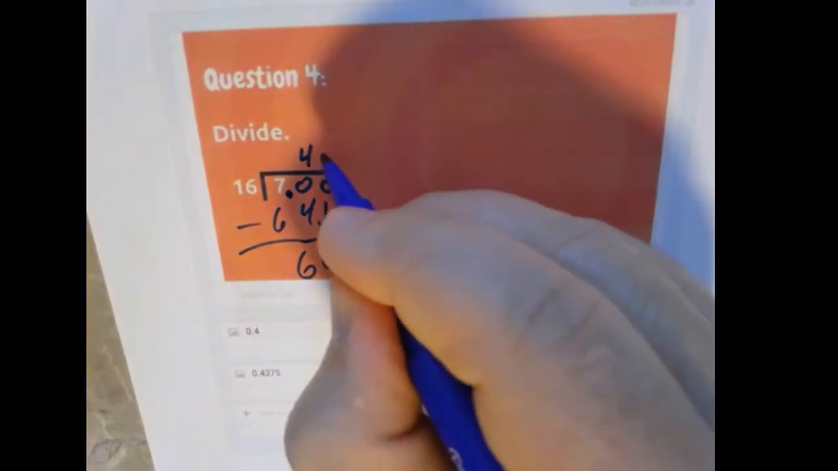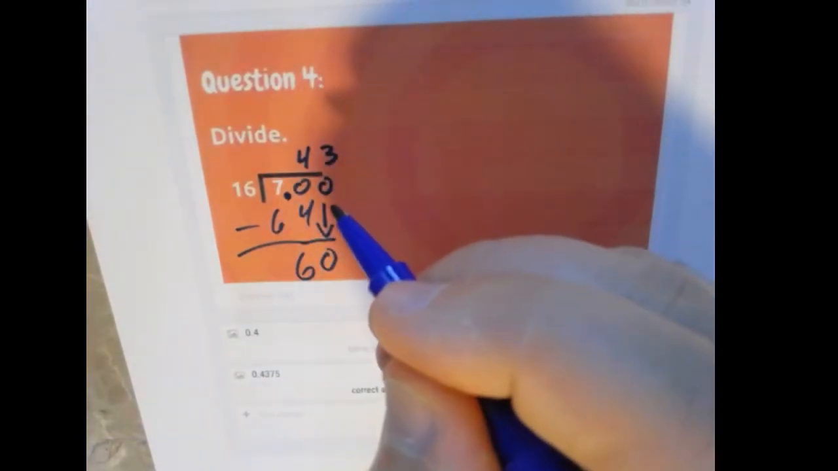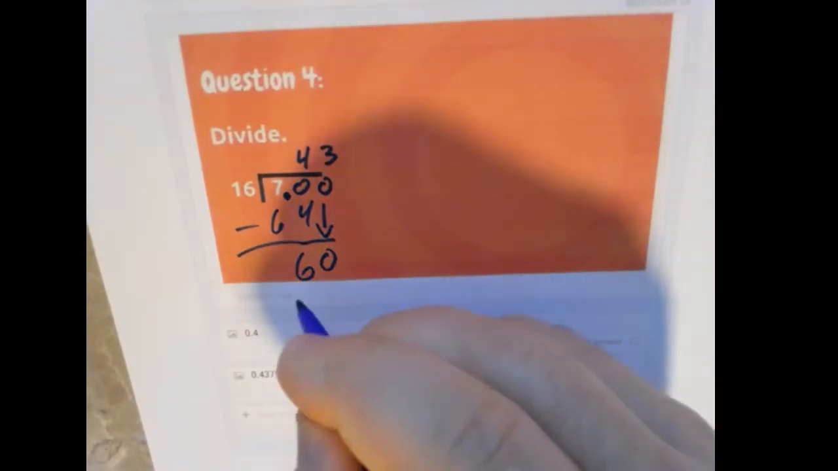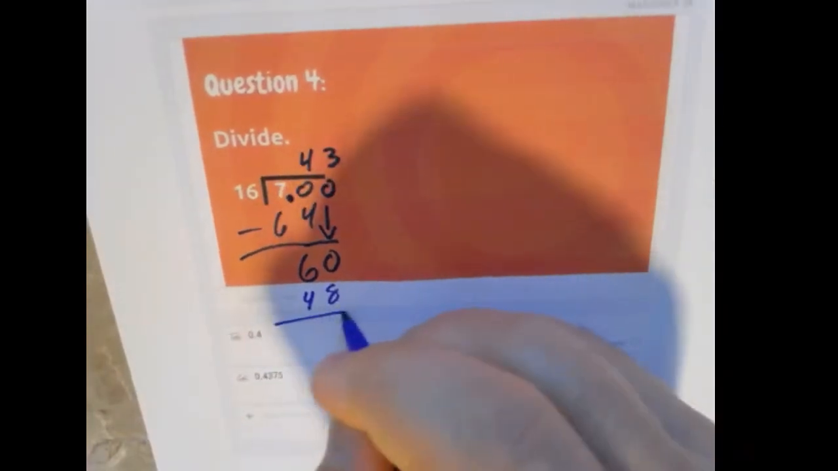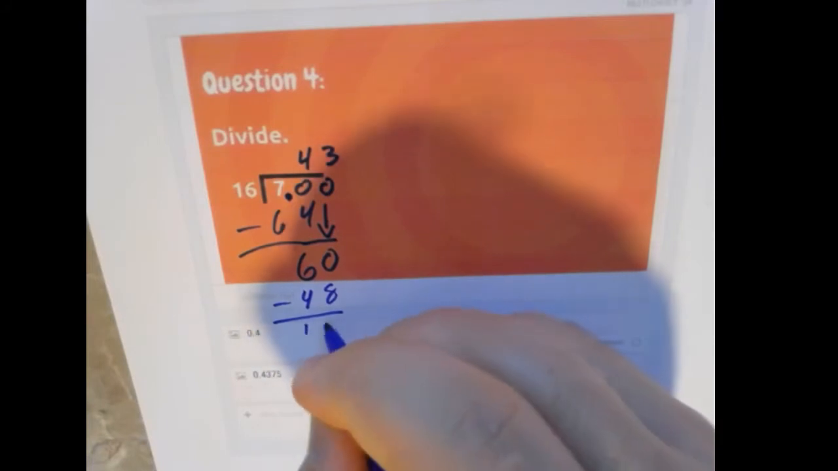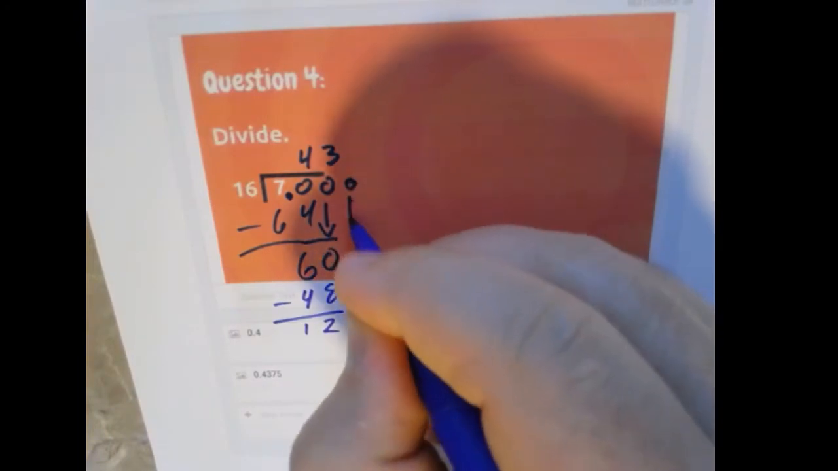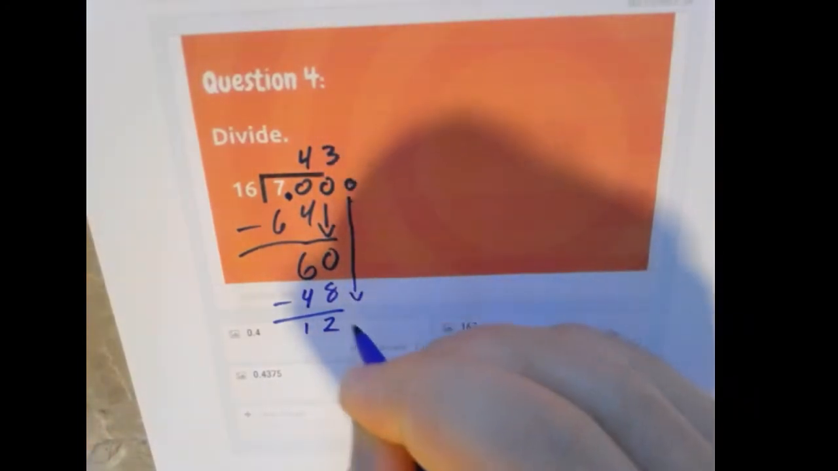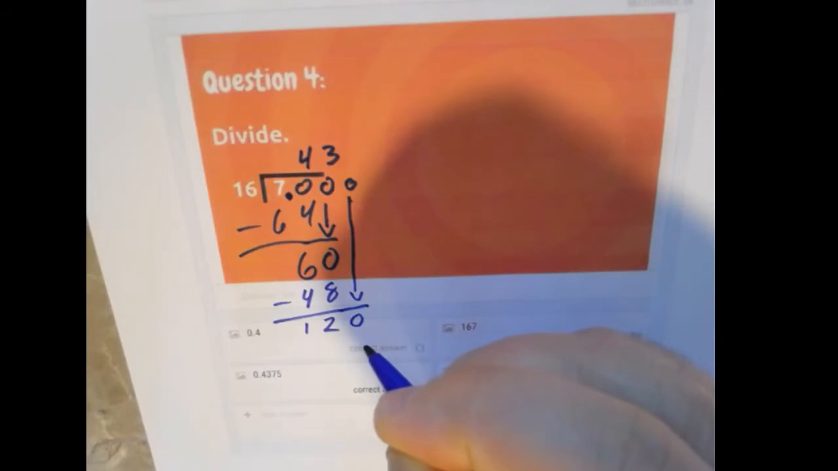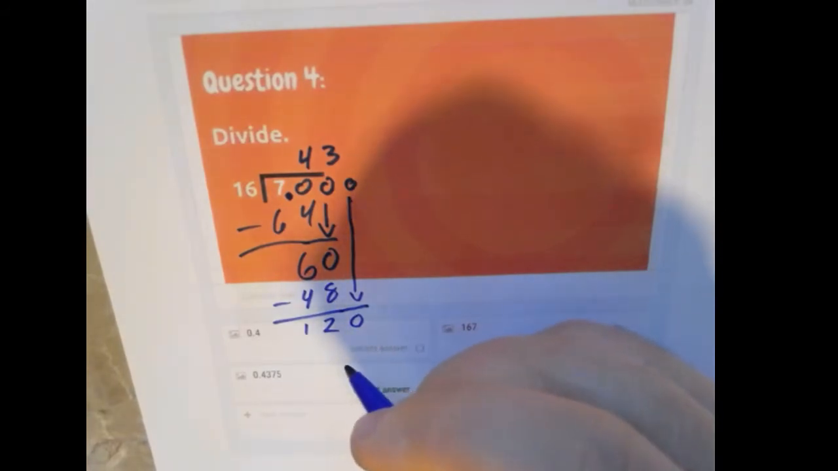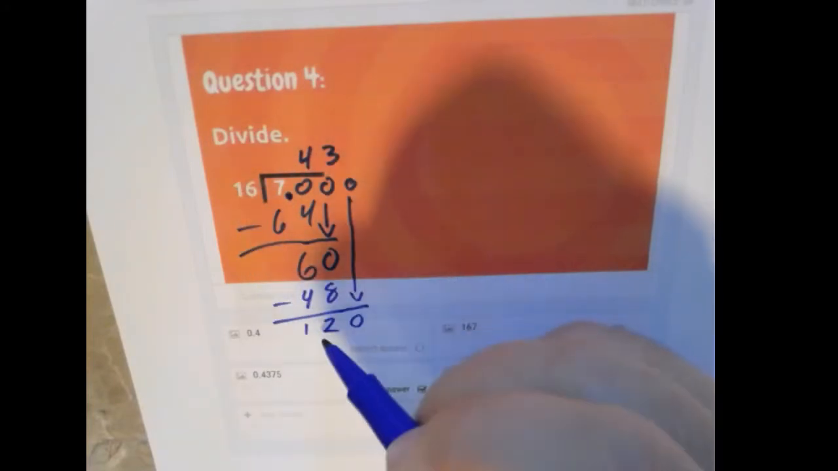Does 16 fit into 60? It will fit in 3 times. 3 times 16 is 48. Find the difference. It's 12. Does 16 fit into 12? Not quite. Let's make another 0 as a helper. What is 120? How many times does 16 fit into 120?